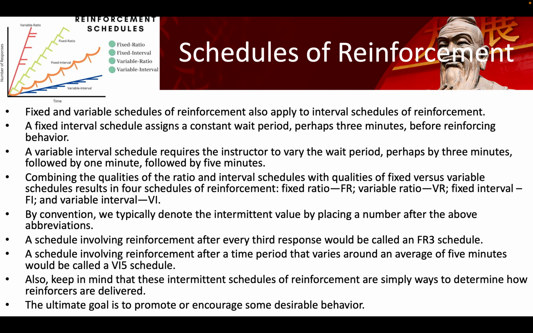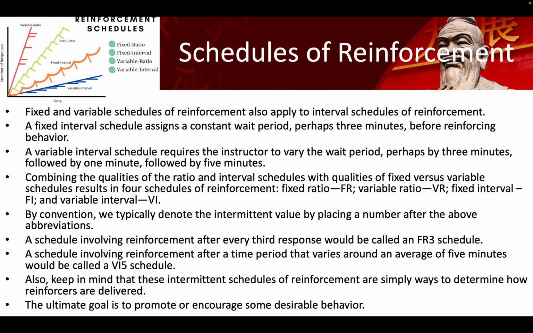By convention, we typically denote the intermittent value by placing a number after the abbreviations. A schedule involving reinforcement after every third response would be called an FR3 schedule. A schedule involving reinforcement after a time period that varies around an average of 5 minutes would be called a VI5 schedule.